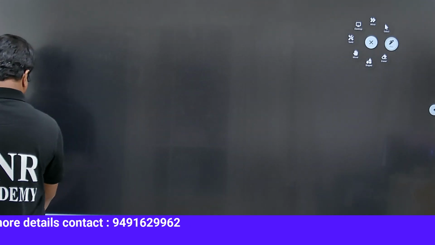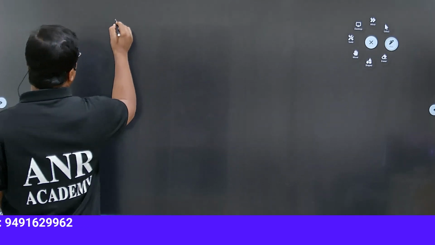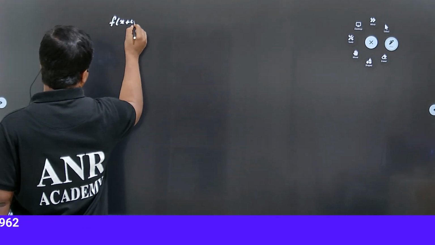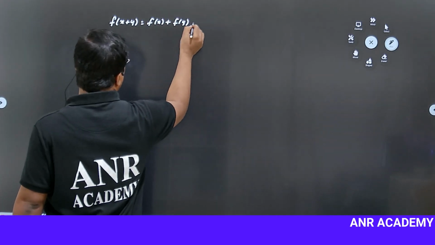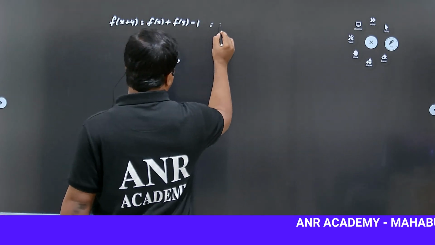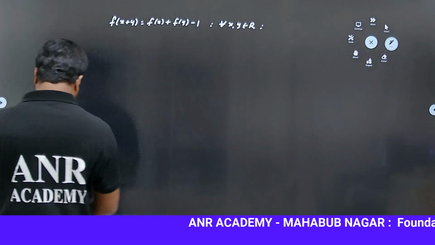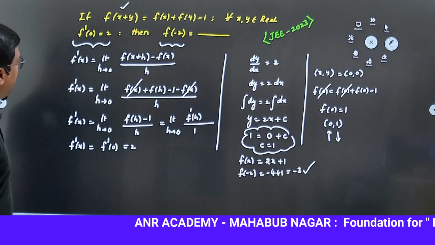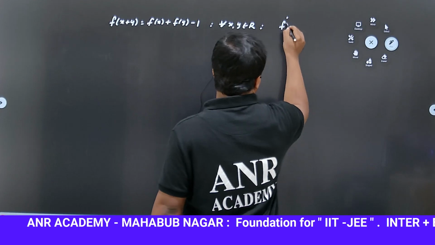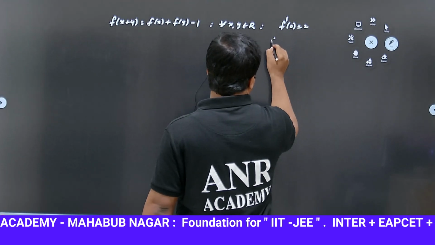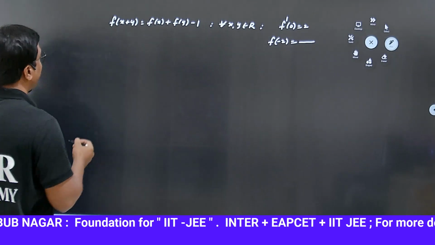Given functional equation: first I am going to write f of x plus y is given as f of x plus f of y minus 1, given it is true for all x, y real. Also there is a condition, that is f dash 0 equals 2, and the aim is to find f of minus 2. This one is the question. Let us see the short technique.